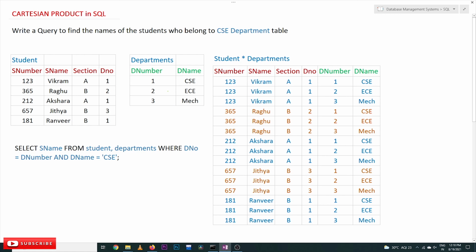I am Vikram. In this class, we'll try to understand Cartesian product in SQL. The concept of Cartesian product we have already learned in primary or secondary school, in sets and relationships concepts. There we have covered Cartesian product. The same Cartesian product is used in DBMS also.